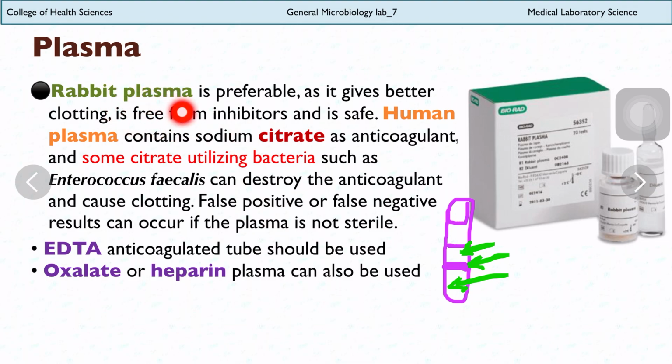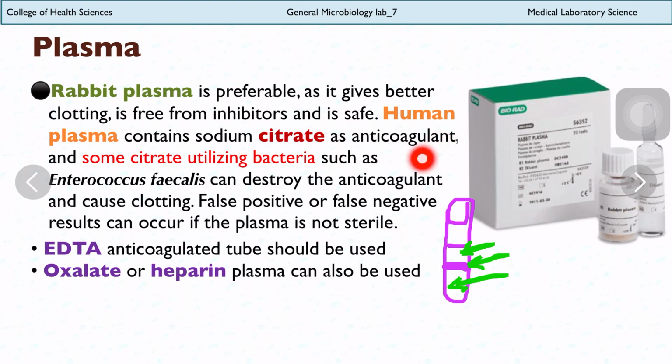Rabbit plasma also can be used, and this one is preferable. It gives better clotting. It's free from inhibitors and is safe. Human plasma also can be used, but be careful, it contains sodium citrate as anticoagulant.